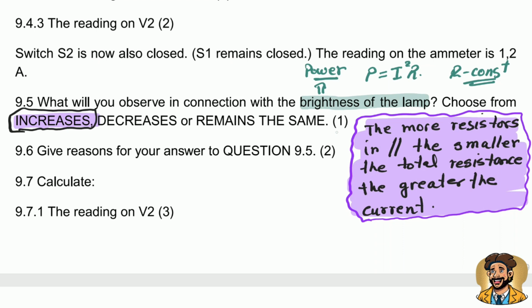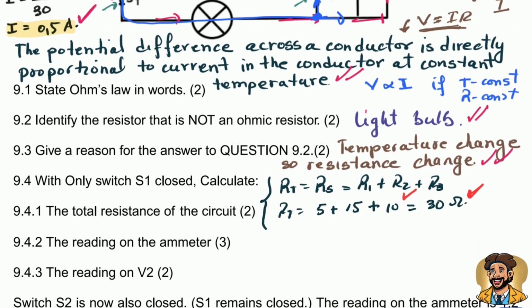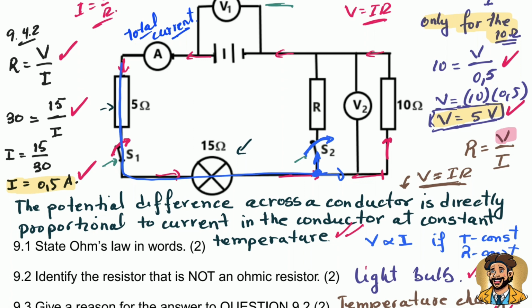Give a reason for your answer. Well, guys, I just explained what is going to happen in this specific question. The next question said calculate the reading of V2. Now remember, the reading of the meter is going to be 1.2 amperes. They gave us the new reading of the ammeter. So now we're looking for V2, which is reading the potential difference of this parallel connection. So let's take this parallel connection as a unit.